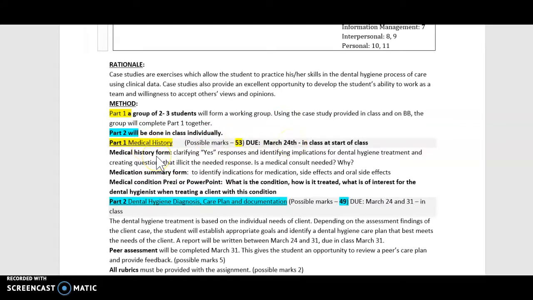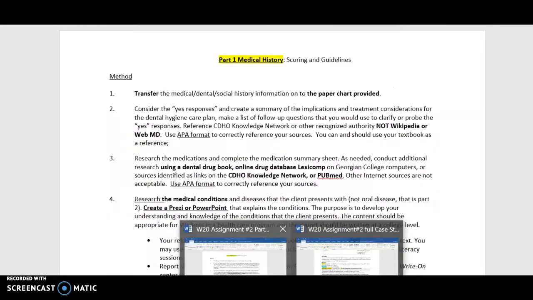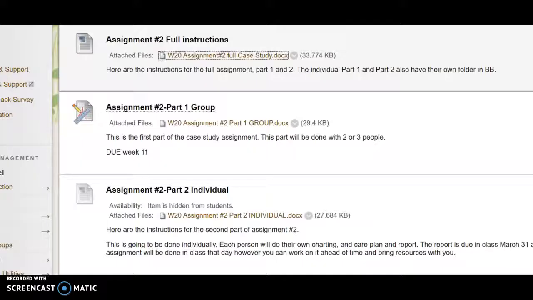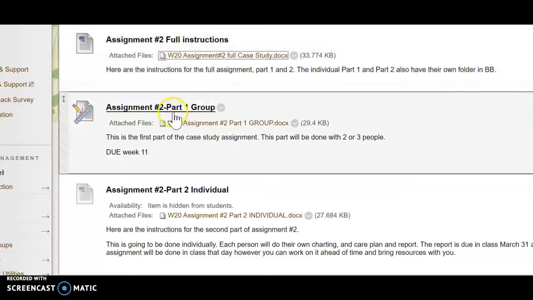There's a medical history that I gave you. So I gave you the medical history form to fill out. You're going to do a medication summary form, which is posted. You're going to then also do a PowerPoint or Prezi about the medical condition that the client has. So they might have diabetes, they might have heart disease, and so on. So I'm just going to go out of this one and go into part 1. So part 1 in Blackboard, when you're in there, so there's full instructions, which has sort of everything very condensed. Then there's part 1 group here, which is what I'm about to go through.